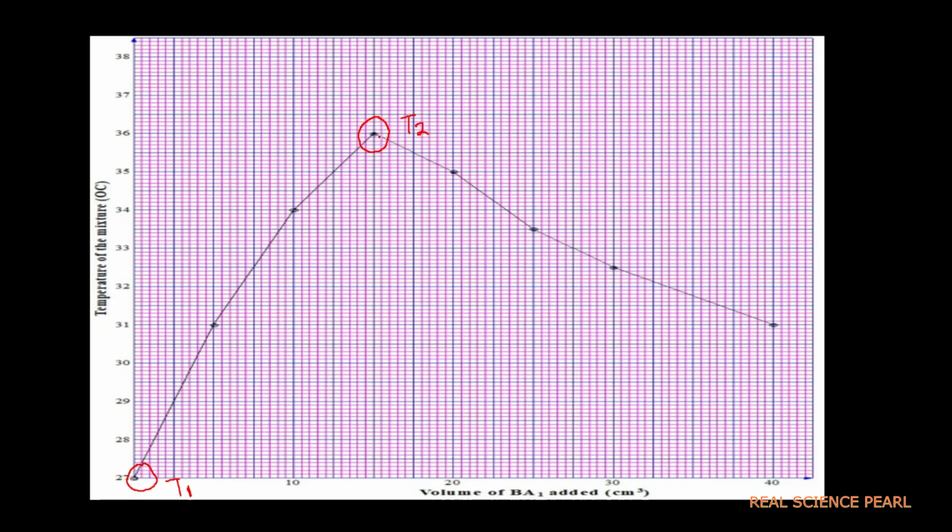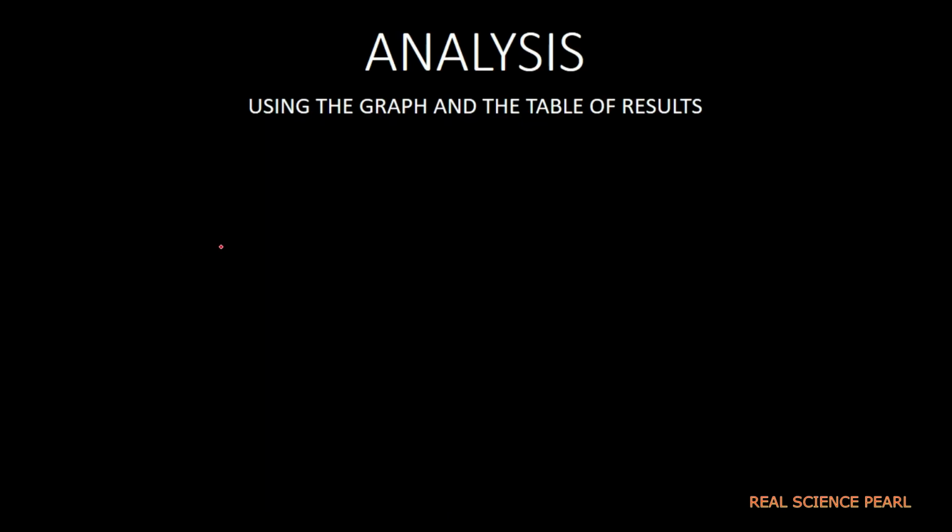Now, after getting the highest, I also have to obtain the volume of BA1. Remember, for the other one already fixed at 20, I know it, but I don't know the volume of BA1 that is required to completely react with BA2, and this is 15 cubic centimeters. Now, when I go to deep analysis, I'm supposed to know that heat produced equals MC delta T.